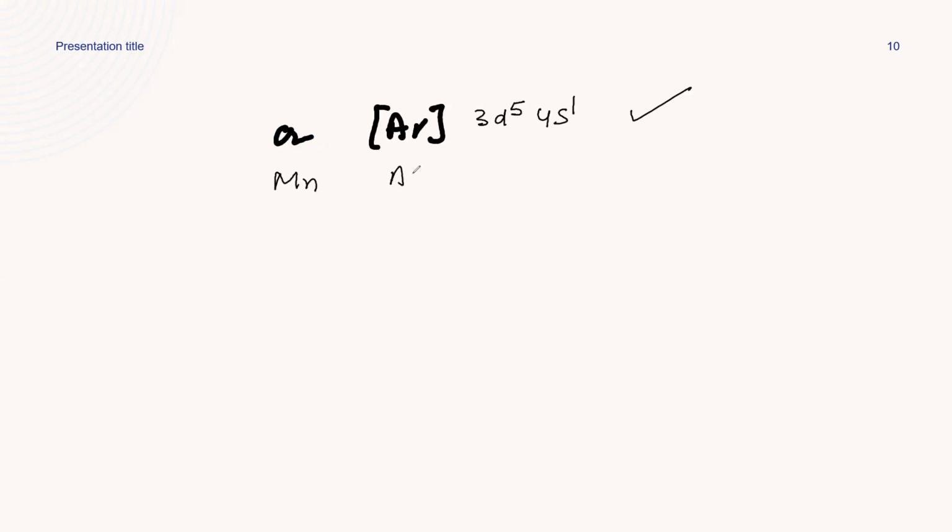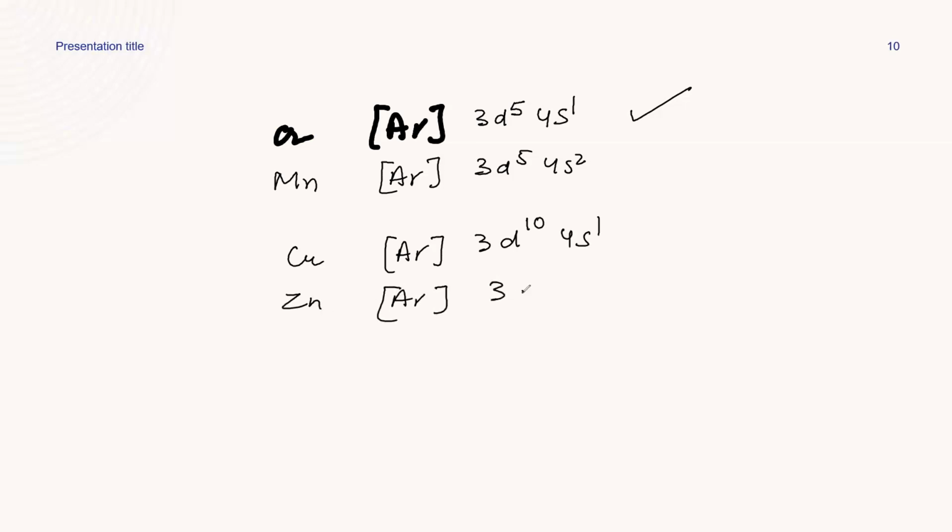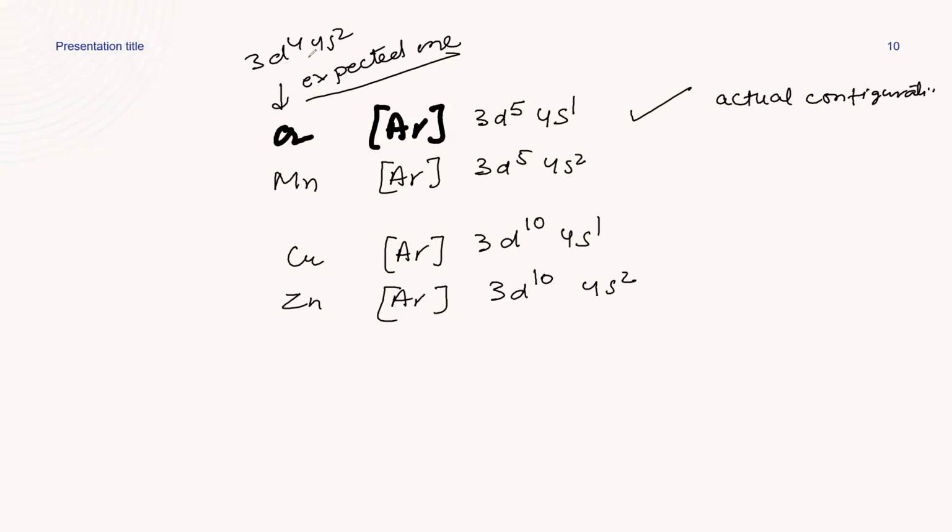Like manganese, manganese is also 3d5 4s2. And copper has the electronic configuration of argon 3d10 4s1. And zinc has argon 3d10 4s2. Now why this? So this is the actual electronic configuration, and the expected one was 3d4 4s2 for chromium. This was the expected one. Correct? So why is this so?